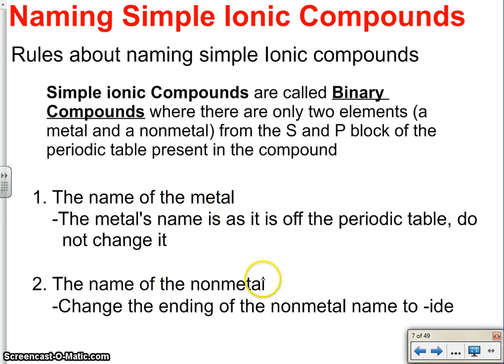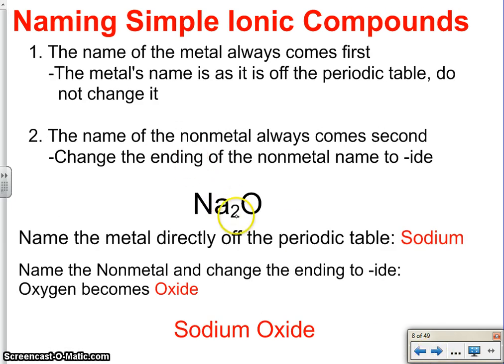Now the nonmetal, on the other hand, is exactly what we've also been doing in class. We take the nonmetal's name off the periodic table and change the ending to IDE. So let's look at that. Okay, Na2O. Na is sodium, so I'm simply just going to name sodium directly as it is off the periodic table. O is oxygen, so I'm going to change the ending of oxygen to IDE and name it oxide.